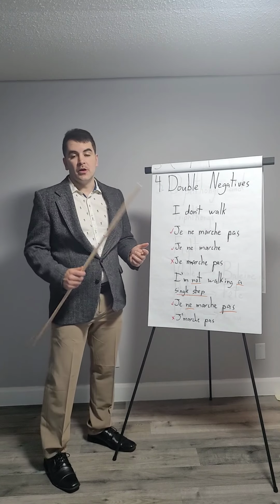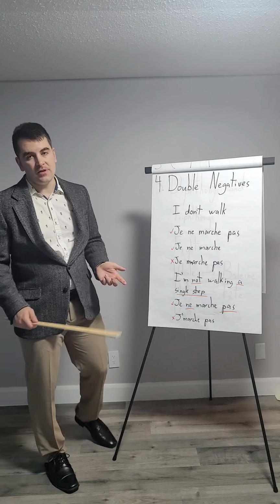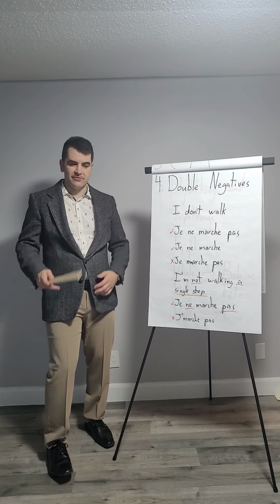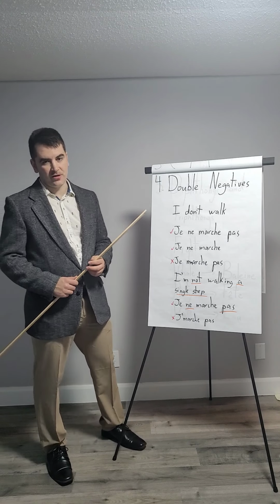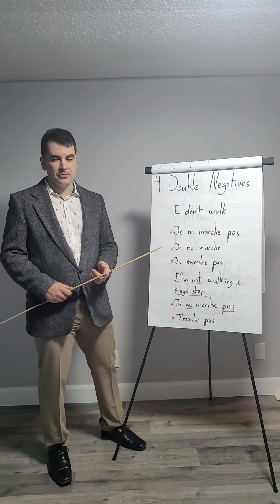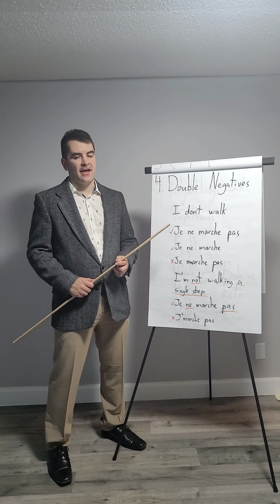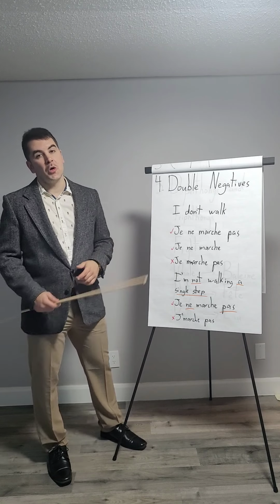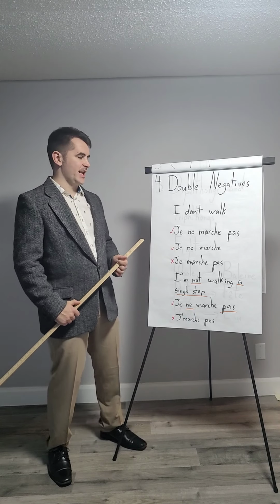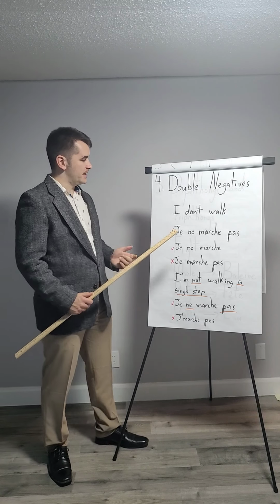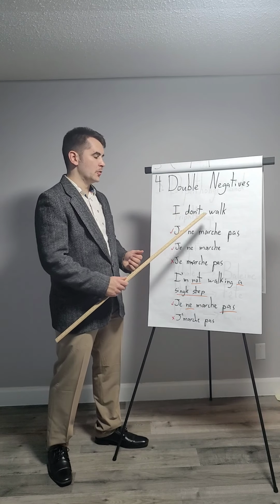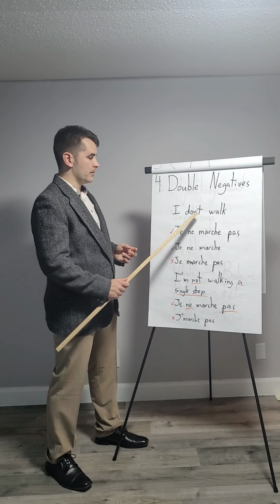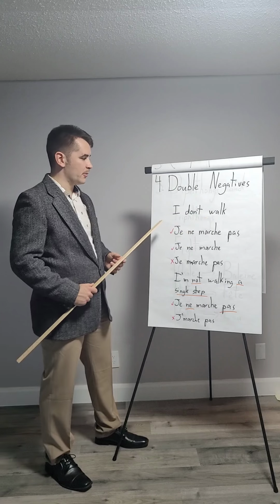Number 4 deals with double negatives. So obviously in standard English, you have the single negative, and if you've taken any kind of grammar class in English, they tell you that double negatives are incorrect and they could lead to confusion. While this may be true in standard English, we're dealing with another language, which is Canadian French. So the example I have here is I don't walk. So don't being a contraction once again, and the single negative where the n't represents the not.